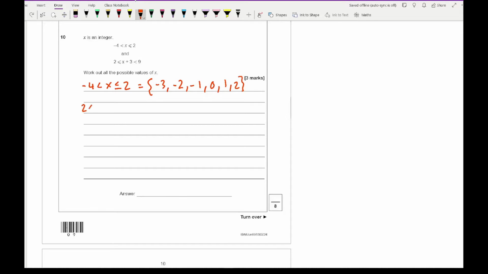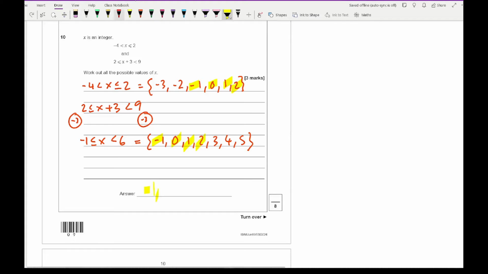Now for the second inequality, 2x plus 3, again what I want to do is make x by itself in the middle, so I need to subtract 3 from both sides. So what I end up with is minus 1 and 6. Now from this inequality, the possible numbers that x can equal are minus 1, 0, 1, 2, 3, 4 and 5. Now what I want to do is highlight the numbers that appear in both lists. So I've got minus 1 in both lists, I've got 0 in both lists, I've got 1 and 2.